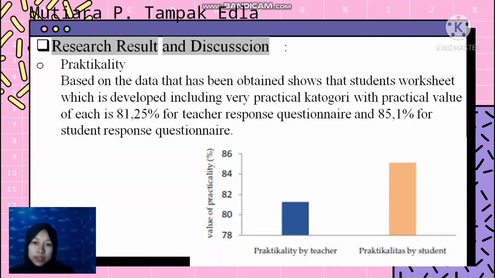Then, practicality. Based on the data that has been obtained, the student worksheet which is developed is in the very practical category with practical values of 81.25% for the teacher response questionnaire and 85.1% for the students' response questionnaire. That is the chart of practicality by teacher and practicality by student with the value of practicality.